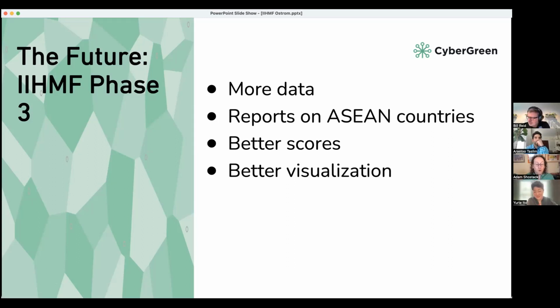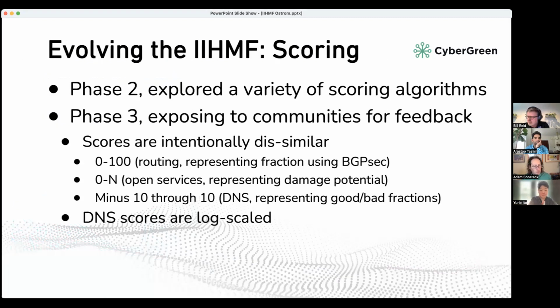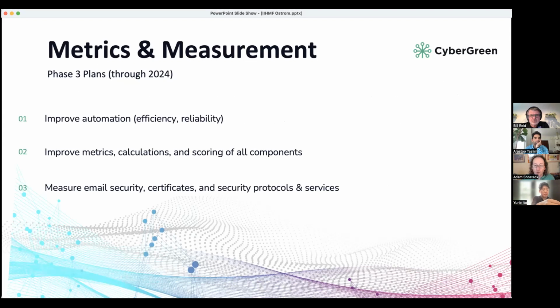We're going to do some work on the scoring approaches to improve those. We're going to do some better visualization work to get better at how we analyze the information and how we share the information. And so there's some other things here. We're going to improve some of the automation that we have for efficiency and reliability, the metrics and calculations, and then the new data is email security, certificates, and security protocols and services. I'll talk about each of those. Oops. So maybe I won't. Maybe I'll talk about those right here.